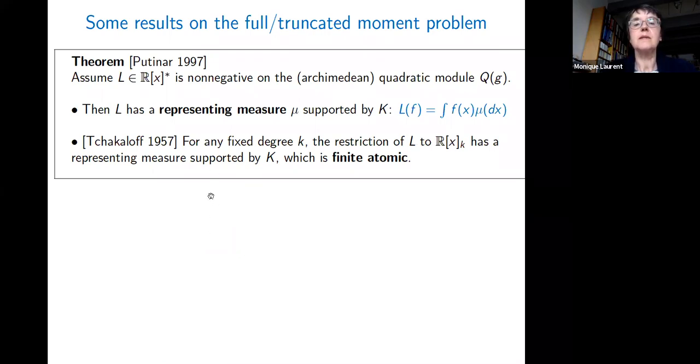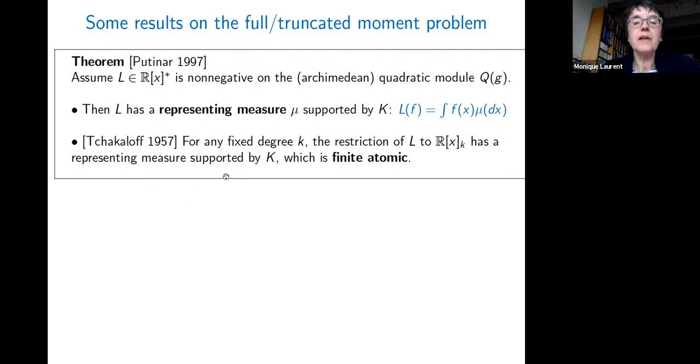So this is the counterpart of the result by Putinar, which I mentioned before on the sum of squares side. On the moment side, what Putinar showed is that if we have a linear functional L, non-negative on the full quadratic module, then L admits a representing measure supported by K. So this gives immediately the asymptotic convergence of the moment bounds to the minimum of f.